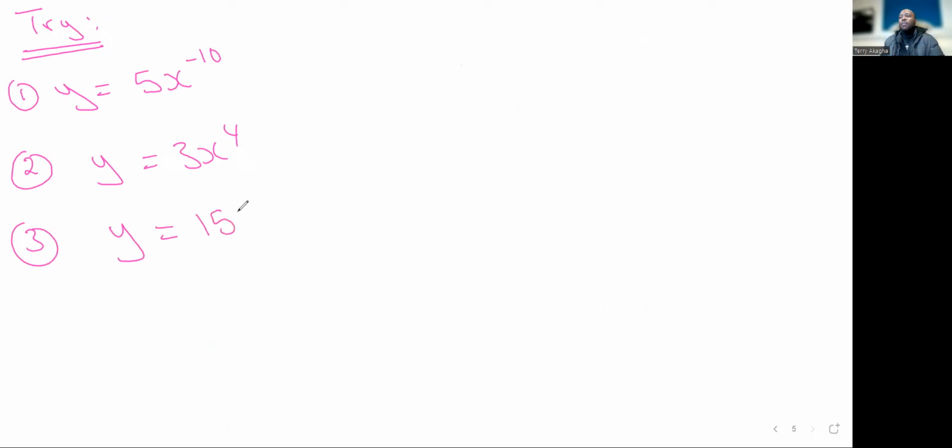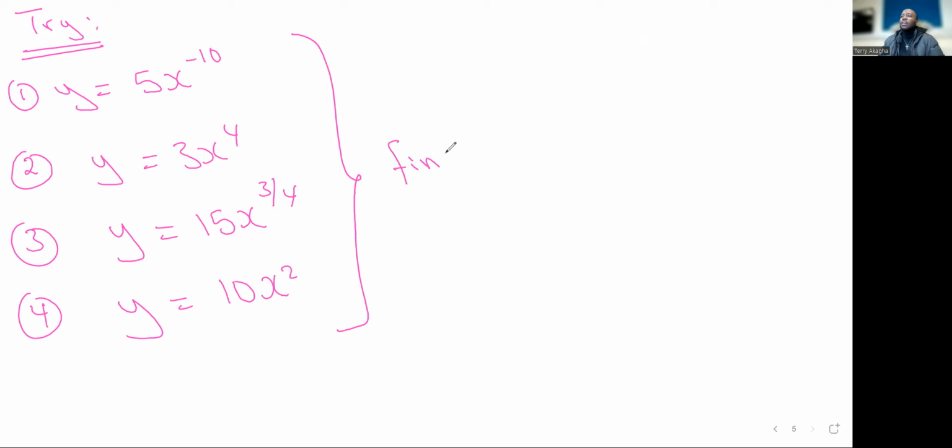So we have y is equal to 5x raised to the power minus 10. We have, let's say, y is equal to 3x raised to the power 4. Let's throw a big number into this now. Let's say y is equal to 15x raised to the power 3 over 4. And let's say we have y is equal to 10x raised to the power 2. In these questions, I want you to find the first derivative, dy over dx. Okay, so you can see all of them are in index form, so it's easy. All right, so you can try it.